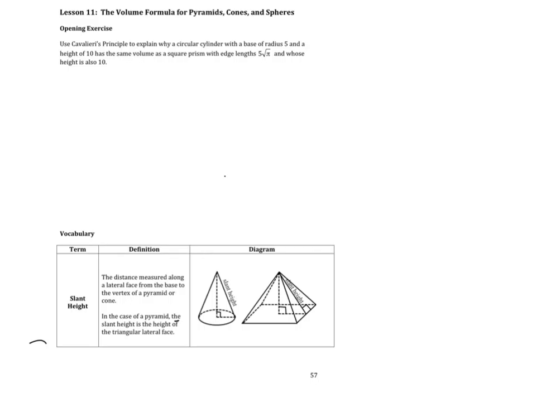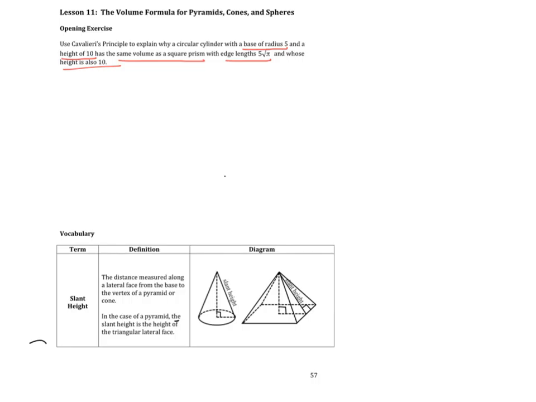Use Cavalieri's principle to explain why a circular cylinder with a base of radius 5 and a height of 10 has the same volume as a square prism with edge lengths 5 radical pi and whose height is also 10. So some important information is that the base has radius 5 and a height of 10, and the same volume as a square prism with edge lengths 5 radical pi and height 10 as well.